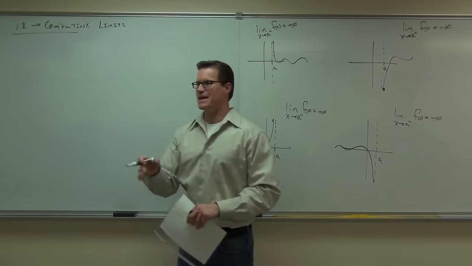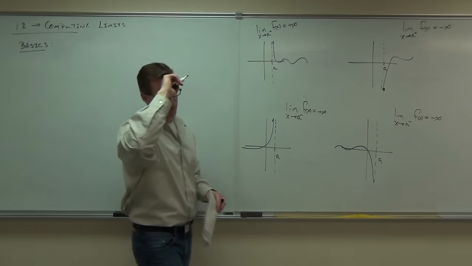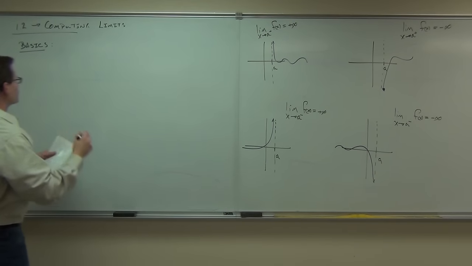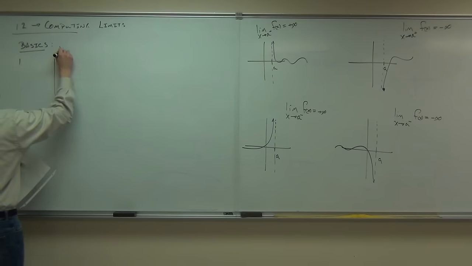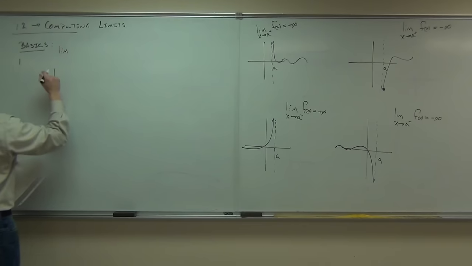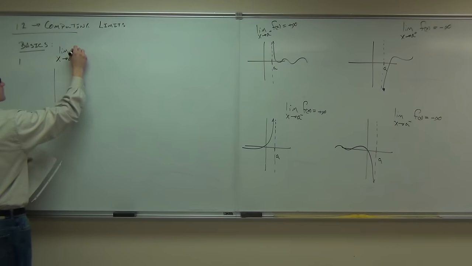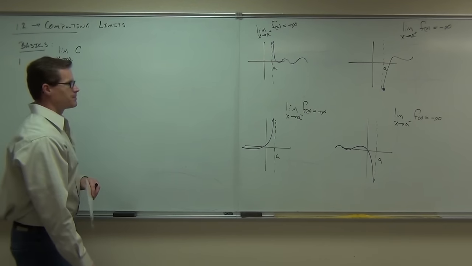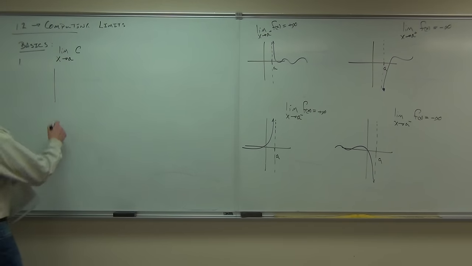We're going to have to start with some basics. Some basics that we know are truths, and then we'll be able to figure out some properties, use those properties to discover how to compute some limits. So, first little basic here. The limit as x approaches a of a constant c, where c is a constant.